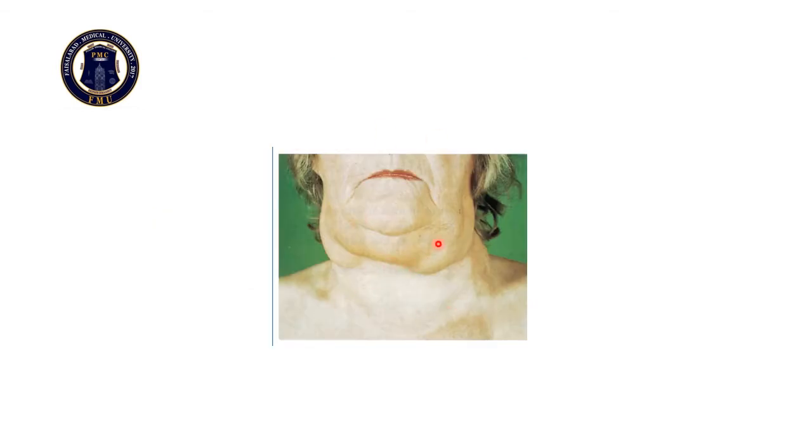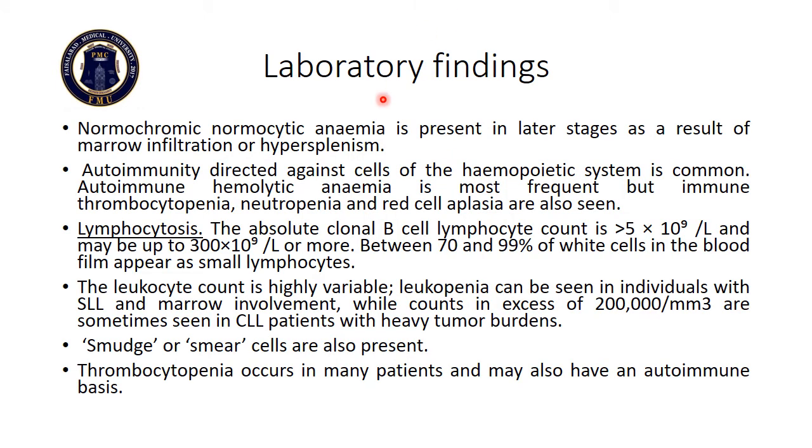This is a patient with CLL showing enlarged cervical lymph nodes. Laboratory findings on the peripheral blood: normocytic normochromic anemia is present in later stages as a result of marrow infiltration or hypersplenism. Autoimmunity directed against a cell of the hematopoietic system is common. Autoimmune hemolytic anemia is most frequent, but immune thrombocytopenia, neutropenia, or red cell aplasia are also seen.